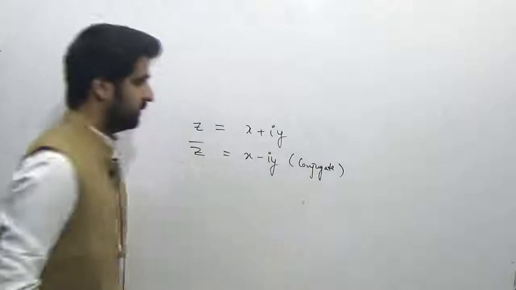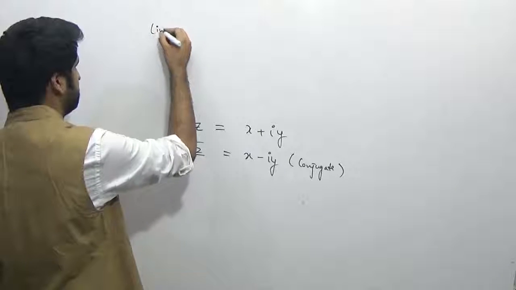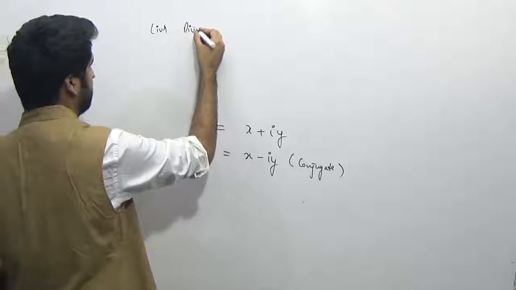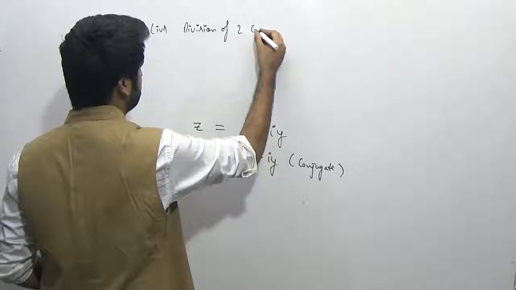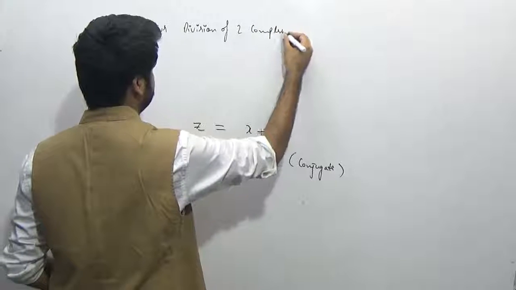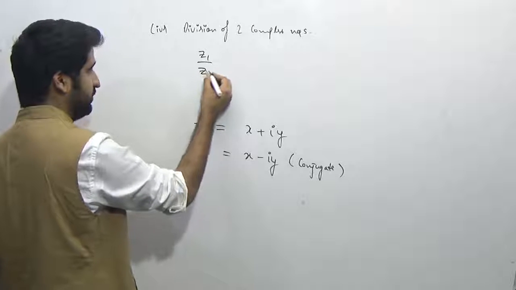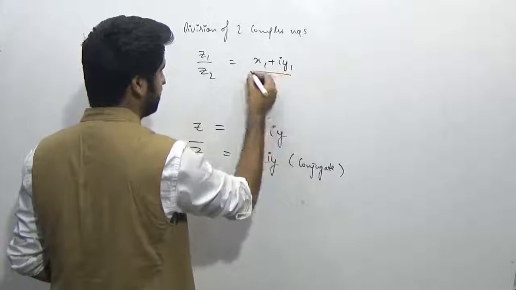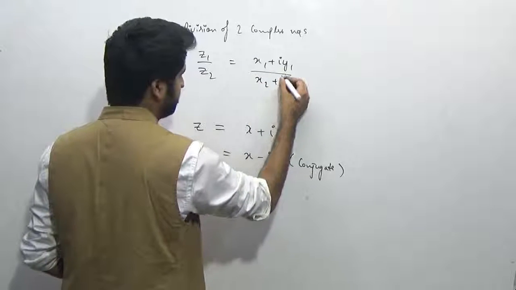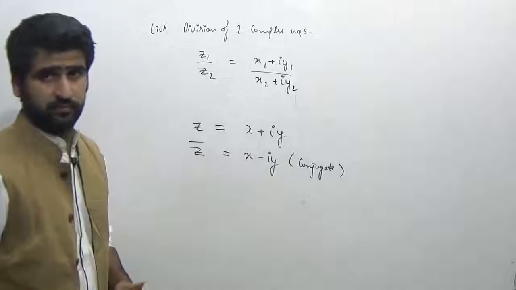So let's move on to the next application, which is division of two complex numbers. If I have two numbers z1 and z2 and I have to divide these two complex numbers, let's say this is x1 plus iota y1 and the other one is x2 plus iota y2. I have to divide these two complex numbers.